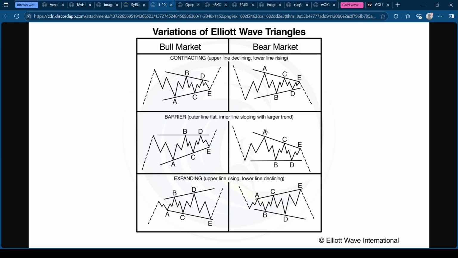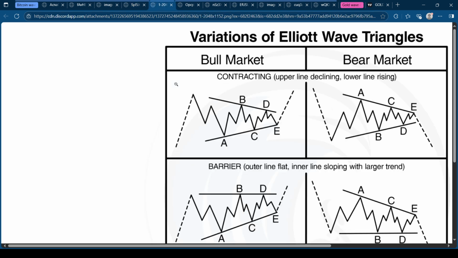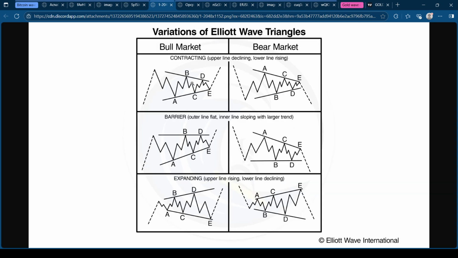And these are the different Elliott wave triangles, for the bullish market: bearish, bullish, bearish, bullish, bearish. So there are 2 possible types of correction here. From this original analysis, there are 2 types of possible triangle. It's either a contracting triangle or a barrier triangle.